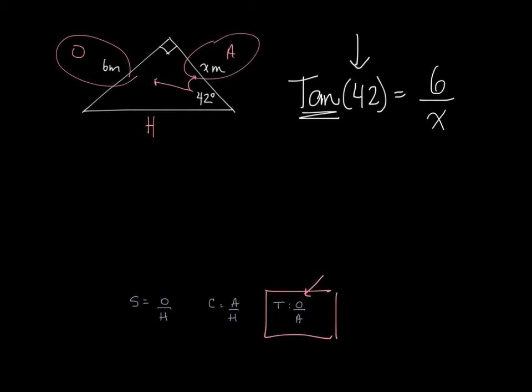Notice the location of my variable. The x is in the denominator. On the last problem, the x was the numerator. I could just cross multiply, be done. But now I need to figure this out. I have to solve for x, and x has to be in the numerator for me to solve for it.